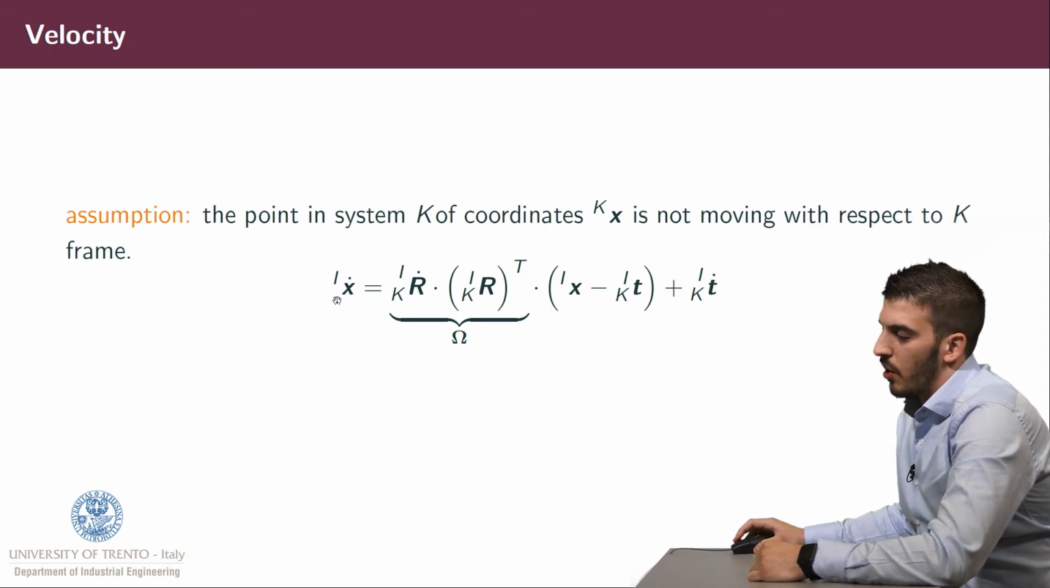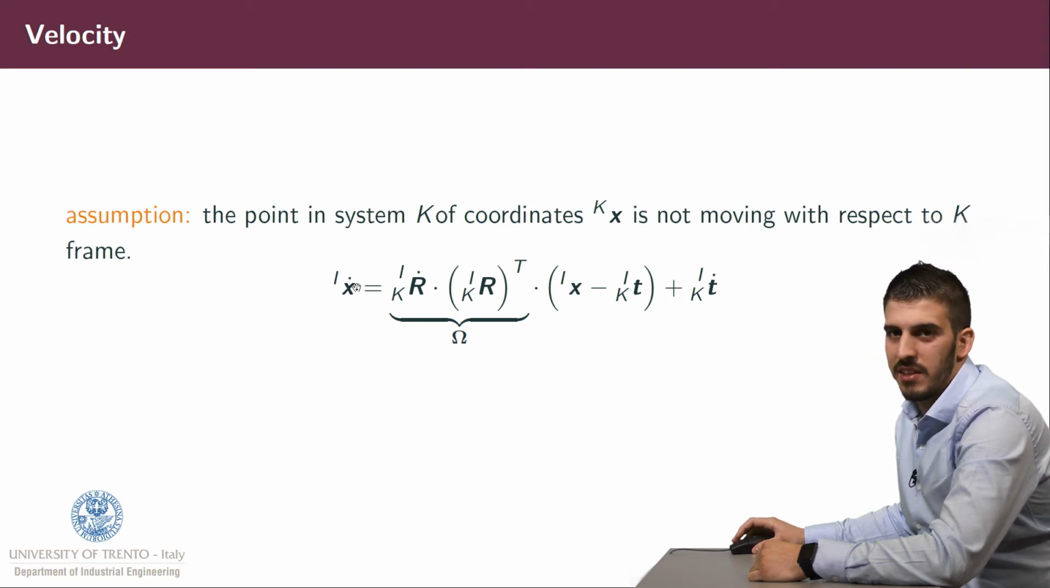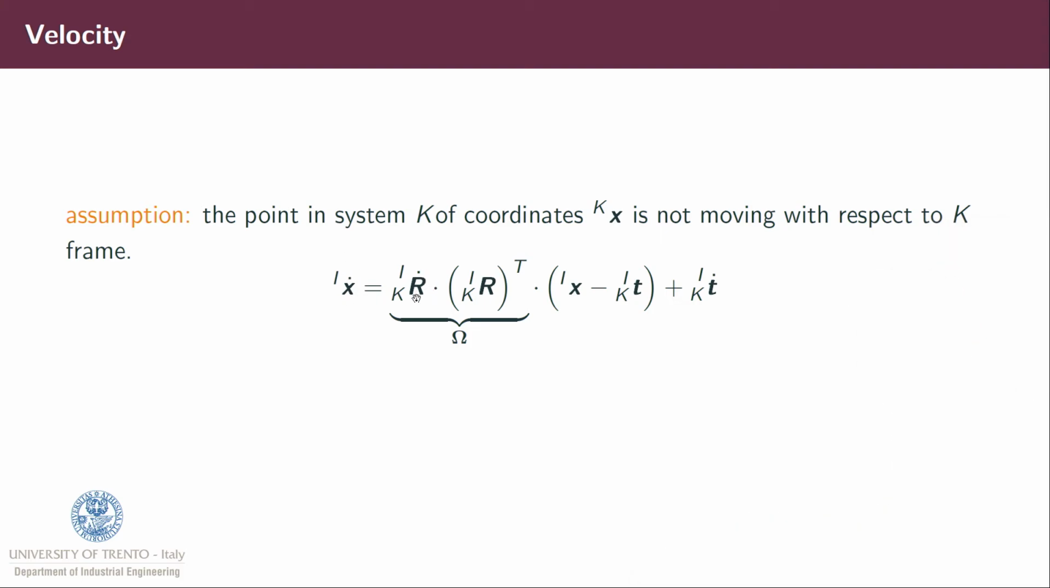Now we can derive the equation, and we have that the velocity, x dot in the reference frame I, is equal to R dot, the time derivative of the rotation matrix from k to I, times the rotation matrix from k to I transpose, times x expressed in the reference frame I minus the translation vector, plus the time derivative of the translation vector. We can call the product between the time derivative of the rotation matrix and the rotation matrix transpose omega.